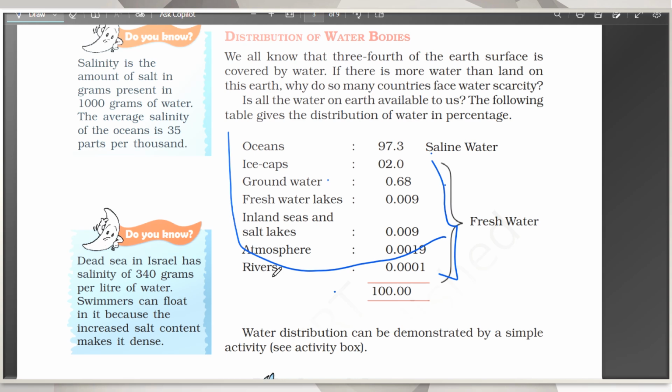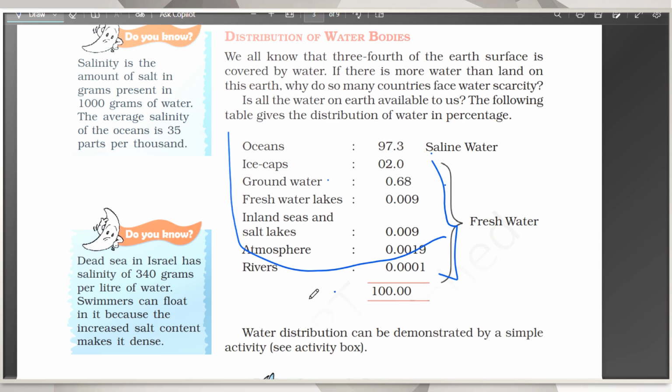The Dead Sea shows a salinity of about 340 grams per liter of water. So that's why the water becomes dense, and swimmers can float on that water. Instead of swimming, they can float on the water.